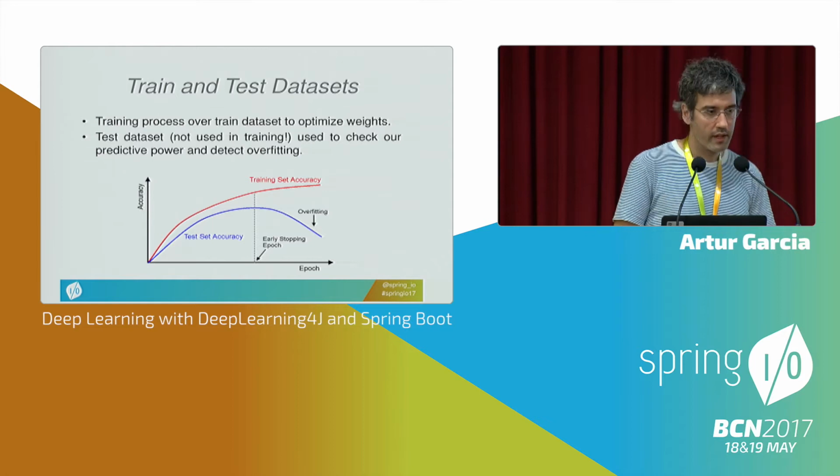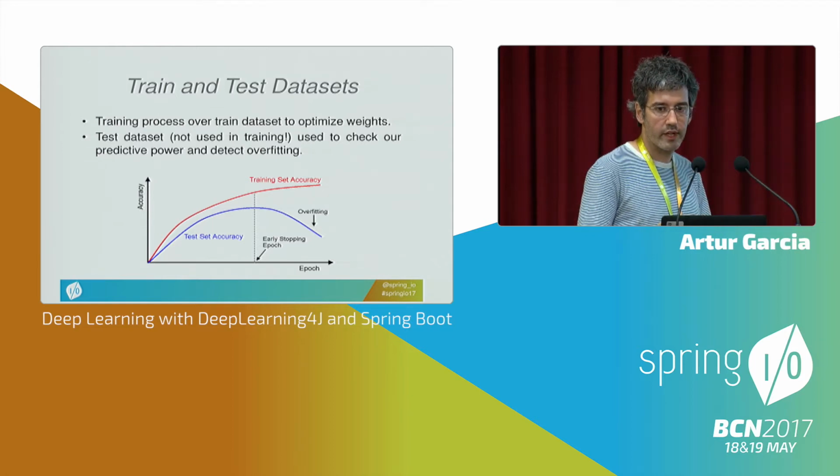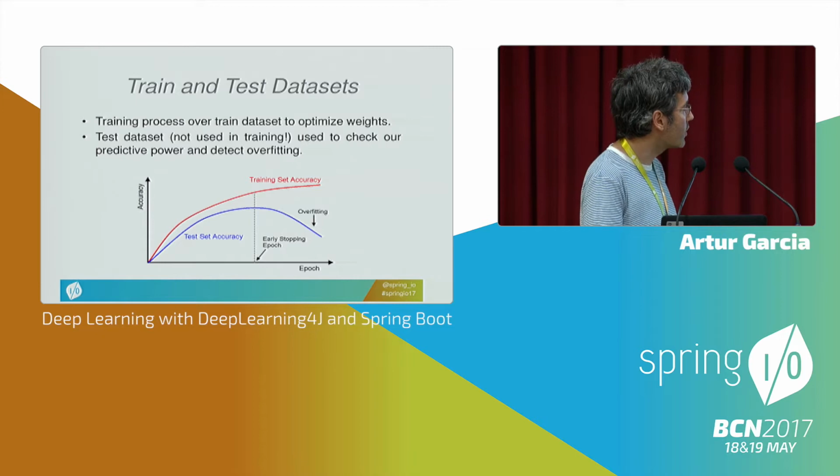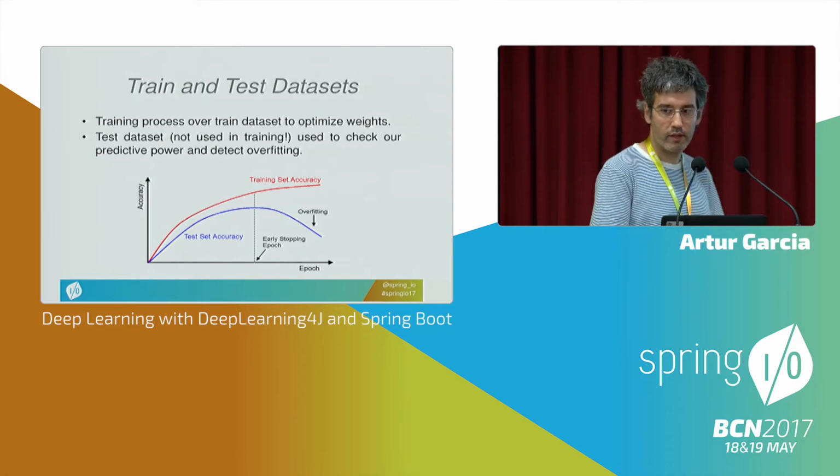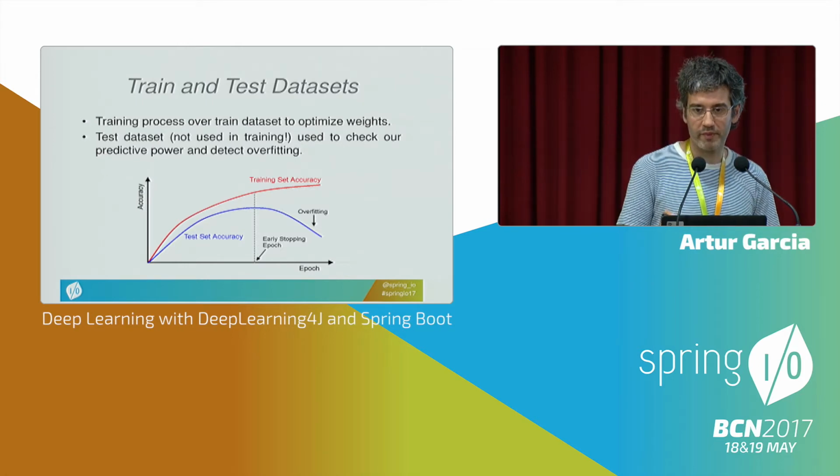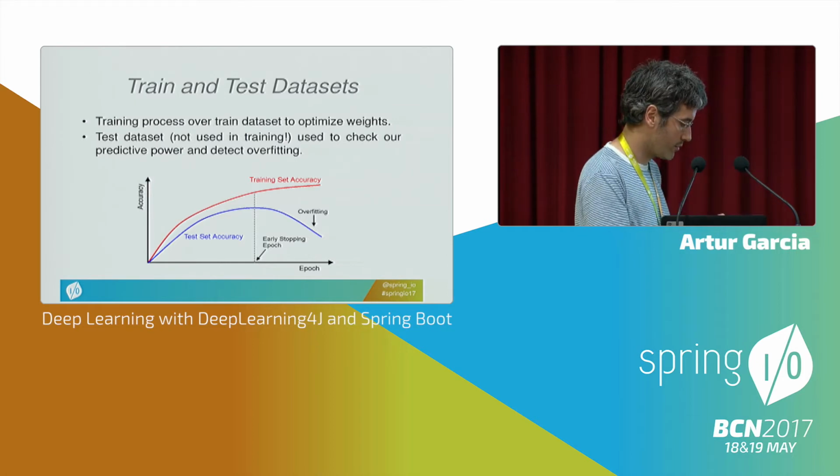So what happens when we are training? We have a data set, and we have to split this data set into a training and a test data set. Of course, we don't want the training process to mix with the test data set, otherwise we'll be providing information that we don't want to. We will be failing on our error computation.